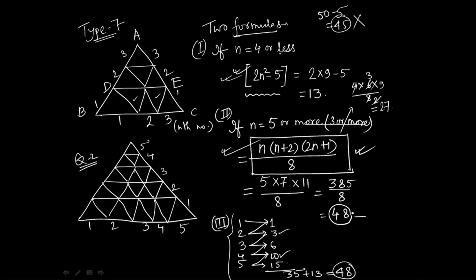So if you use 2n square minus 5 here with 4, it will be 2 into 4 squared, so 16 times 2 is 32, minus 5 means 27. So this is the universal formula. You can apply it anywhere. So you have to remember this formula very well. N into n plus 2 into 2n plus 1 divided by 8.